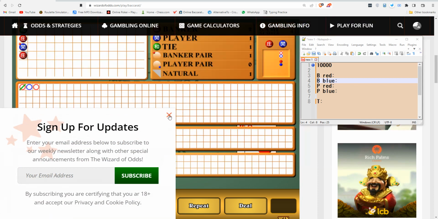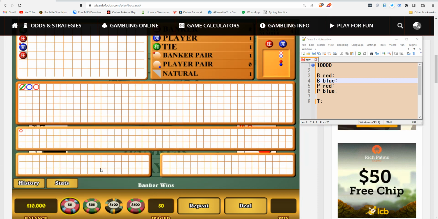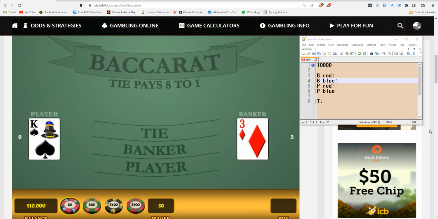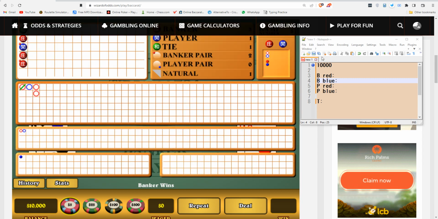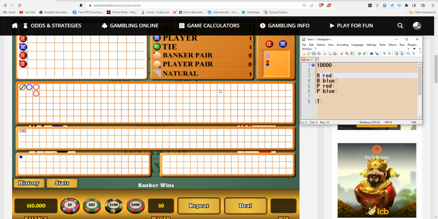Okay, I cannot draw on the screen here. Yeah, so let's see. We cannot bet yet because we do not have a majority. We need to have a majority on a specific side, red or blue. Not yet a majority because it's going down here.